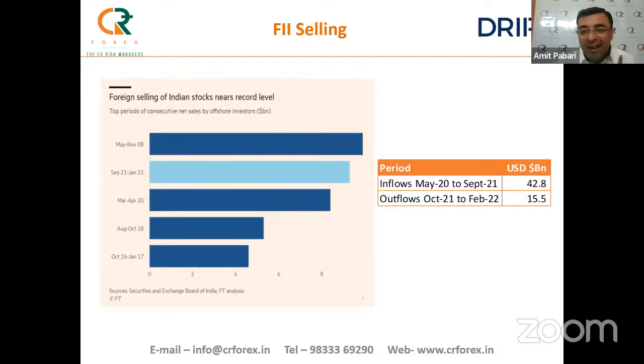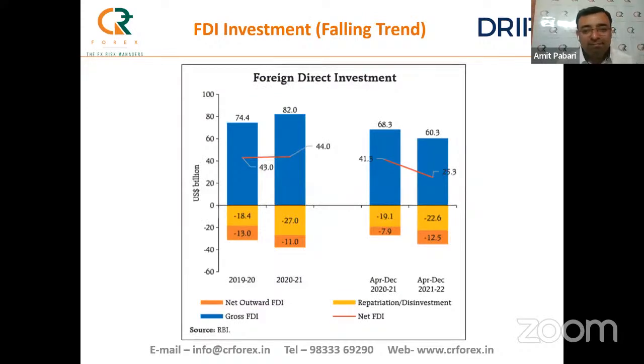2021-22 में सेकेंड लार्जेस्ट सेलिंग हुआ है इन द हिस्ट्री, एंड द सेलिंग is gonna continue for the next 3 months. तो जो 300 बिलियन आने वाले थे इक्विटी मार्केट से, it looks gloomy. Now let us see FDI also. 19-20, 20-21, 21-22, FDI is falling. FDI भी conservative रहेगा. Why FDI will be conservative?